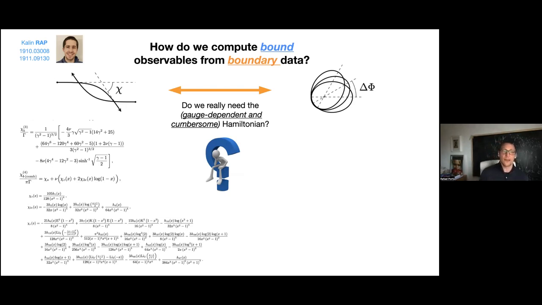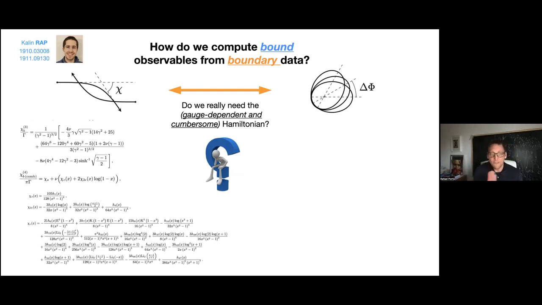You really heard, I don't remember who said it first in the conference, that there is a way to match into a Hamiltonian. So you can get a Hamiltonian that reproduces this scattering angle, and then you can use it for any bound state, any state that you want. It's universal. And of course you can do that, and there is nothing wrong. But it's gauge dependent, it's very cumbersome because it's a function of momentum. Then you have to invert momentum and energy and so on.